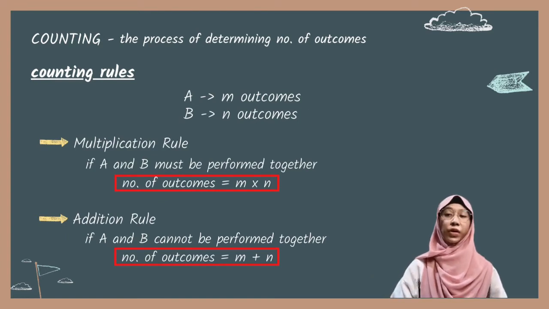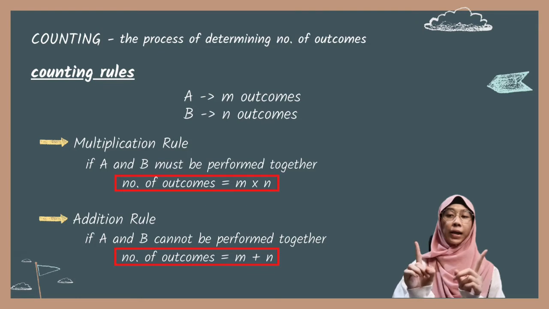Okay, let's move on to the next term. The process of determining number of outcomes is called counting. For a simple experiment like tossing a dice, the number of outcomes is easy to determine. But for a more complicated experiment, determining the number of outcomes could be difficult. So, the easiest way to determine the number of outcomes is by using counting rules. There are two important counting rules, namely multiplication rule and addition rule.